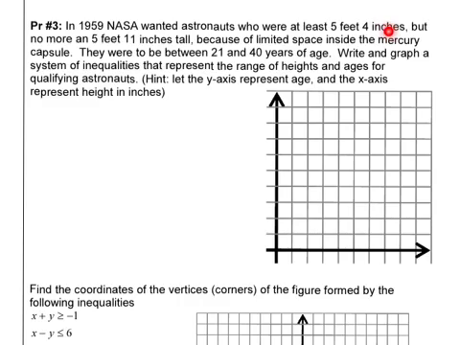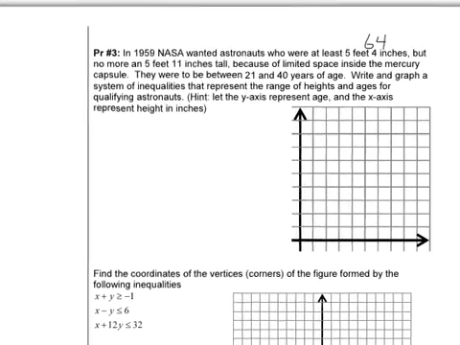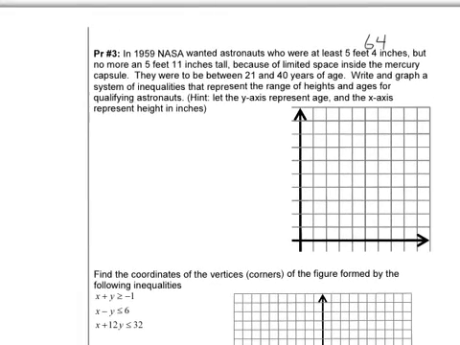So 5 feet 4 inches, 5 feet 11 inches, that's kind of hard to write on a graph. But what we could do is convert that to inches. So 5 times 12 is 60, so this is 64 inches. And 5 feet 11 is 60 plus 11, which is 71 inches.